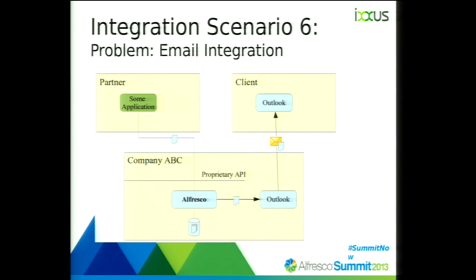Now, last scenario. Let's say we have something like this. We have different kinds of organizations working together here. We have a partner that has created an application that uses some proprietary web script to upload a document or something into Alfresco. We have somebody grabbing a document as an attachment, sending it to a client. So this is a completely proprietary solution. We're also sending documents out, so we're not utilizing links or anything.